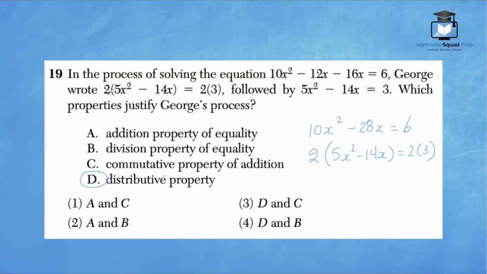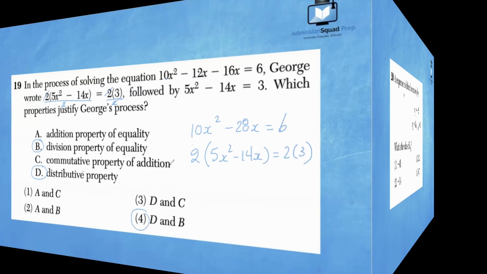The next property is, I noticed there are 2's here, and then those 2's somehow disappear. So the only operation we can do to have the 2's disappear is to divide both sides of the equation by 2. And these 2's will cancel. So now we have 5x squared minus 14x equals 3. So we call that the division property of equality. So the correct answer is choice 4.